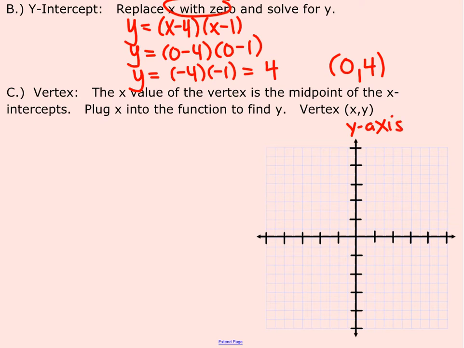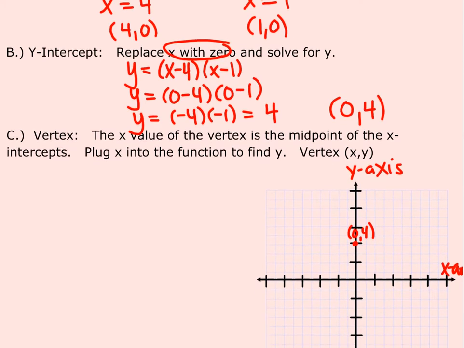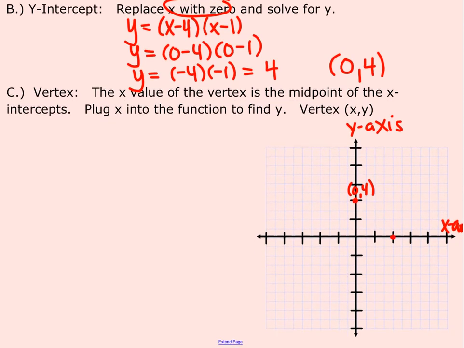Okay. Y-axis here is 0, 4. On the x-axis, or horizontal axis, the two ordered pairs up here were 4, 0 and 1, 0. So 4, 0 and 1, 0. Okay, so we have 3 points so far. All right, now what we're going to do is find the vertex. Where is that maximum or minimum point?